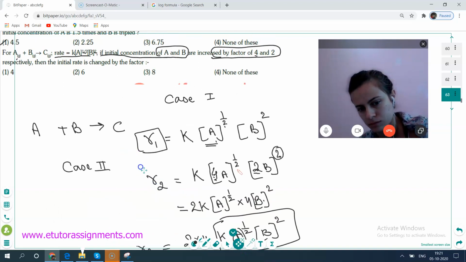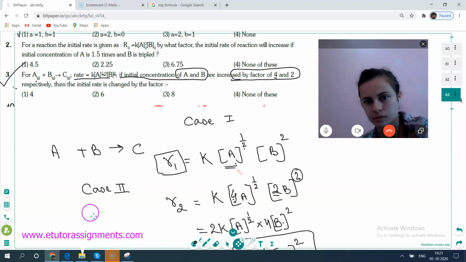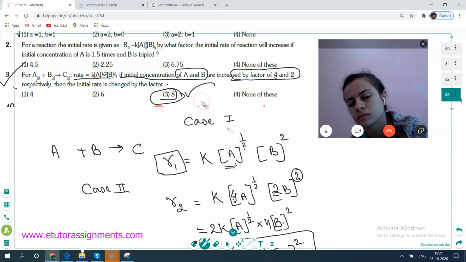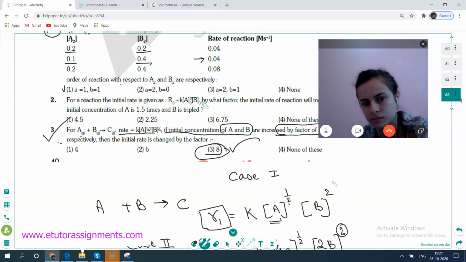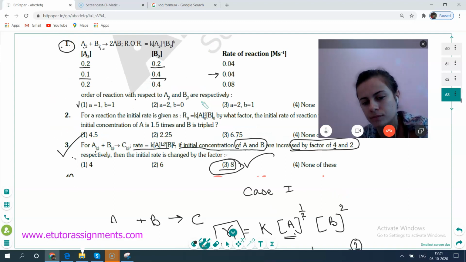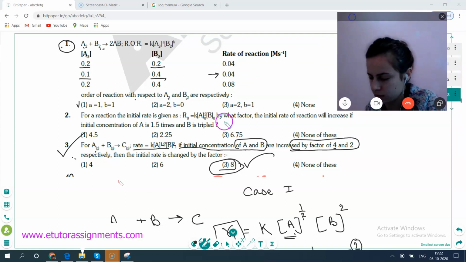Or not clear? Please tell me. Yes. Then the initial rate is changed by a factor of 8. Is it clear? Any doubt? No. Can you do the question number 2? It is a similar one. Question number 2, can you do it? Yes.